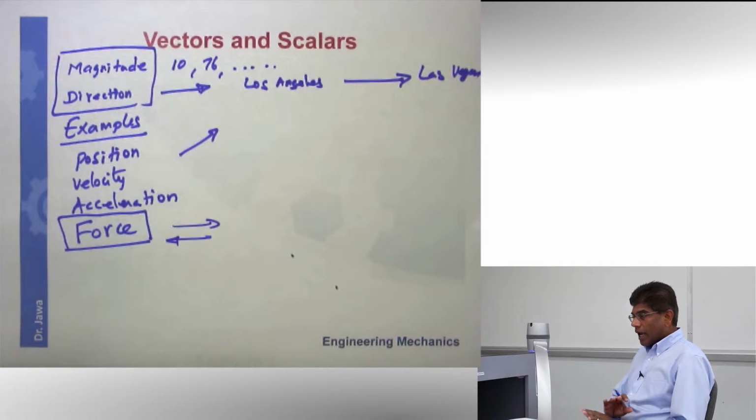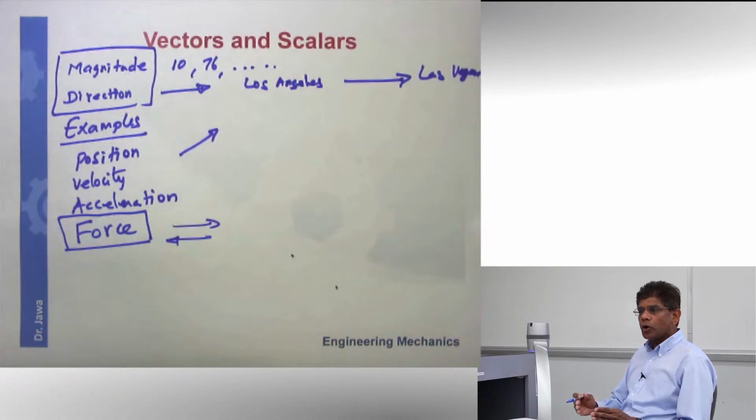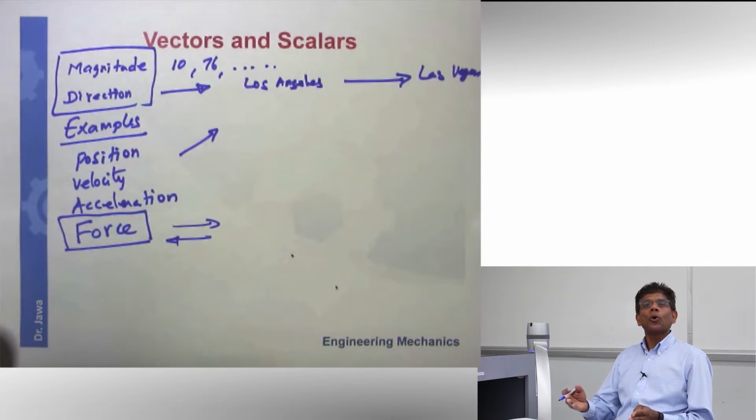Now, we have an understanding of what a vector is. Vector is a quantity with direction and magnitude. Now the next question is, how do we represent the vector? How do we show a vector?